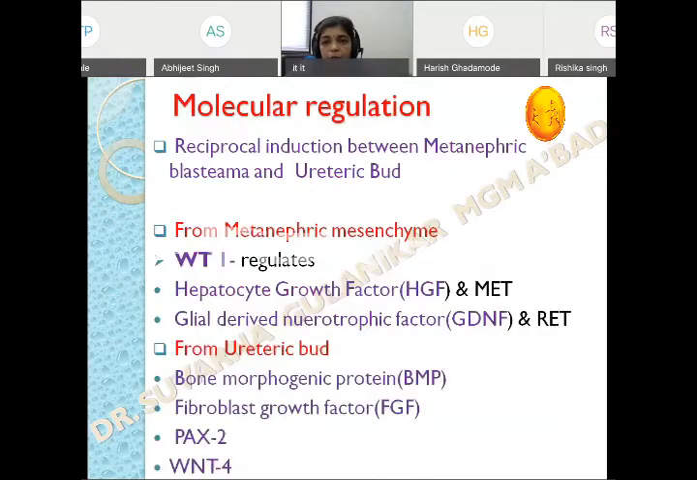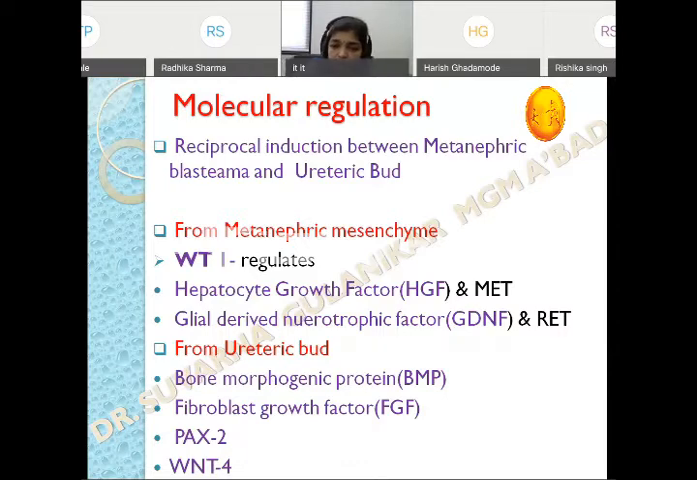Now the molecular regulation. There are too many molecules which take part in regulation. You should know at least these 7 molecules. You should know how this molecular regulation occurs. It is a reciprocal induction between the metanephric blastema and the ureteric bud. The molecules from the ureteric bud give signaling towards the metanephric blastema, and molecules from the blastema induce signals to the ureteric bud. So there is a reciprocal induction. Both will induce each other.